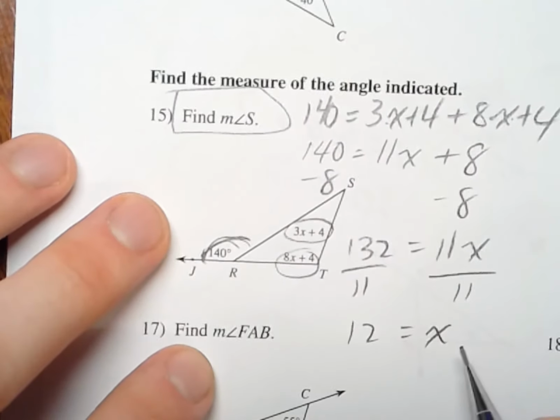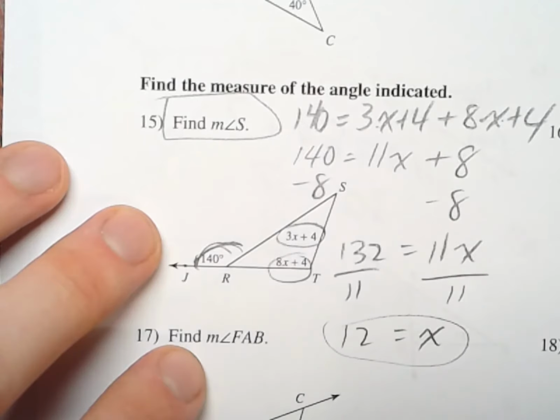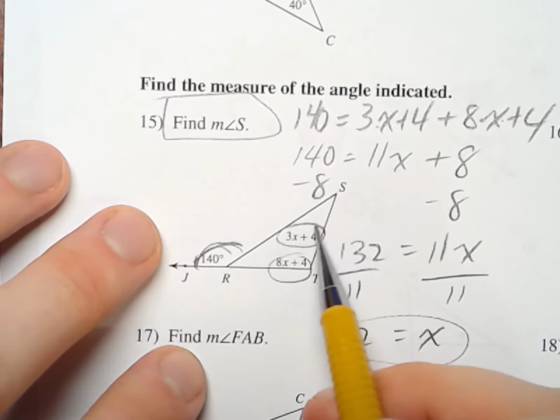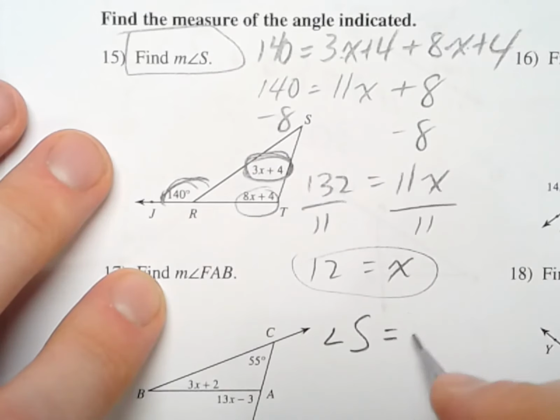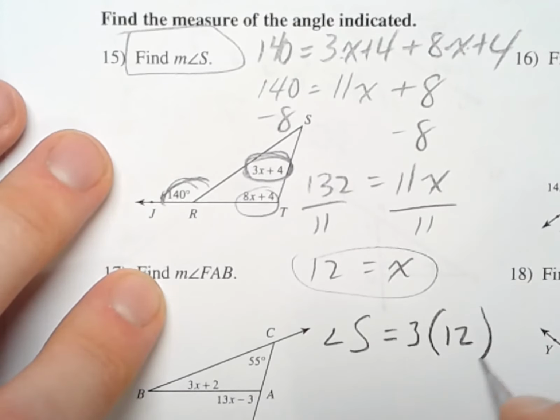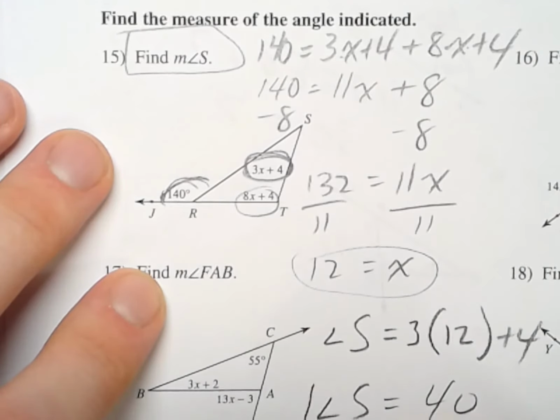And so now I've figured out what the x is. So if I want angle S here, angle S is 3x plus 4. So that's 36 plus 4, which is 40.